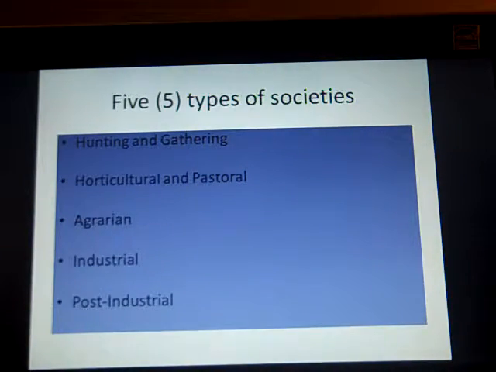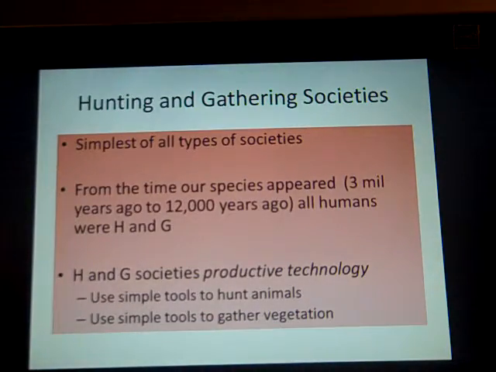Now, there are five types of societies, and I'm required to go through these, so I want to do that with you. And the book talks about them as well. So we'll start with the hunting and gathering societies, the simplest of all societies. From the time our species appeared, and there is some debate about when that actually occurred, all humans were hunting and gathering societies. Hunting and gathering societies would use simple tools to hunt animals and use simple tools to gather vegetation. So give you a second to kind of capture that.